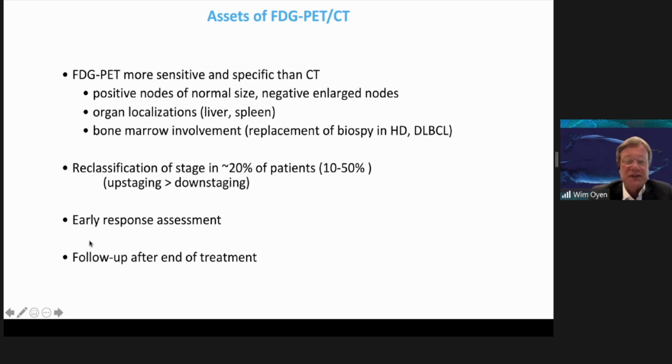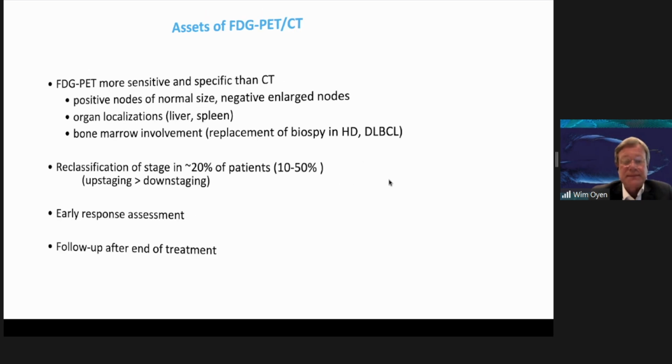The early response assessment is what I'm going to talk about today. And obviously follow-up after end of treatment is an option when there are clinical reasons to detect a relapse early.